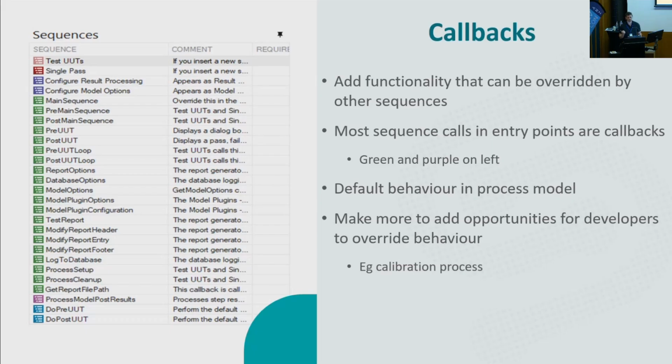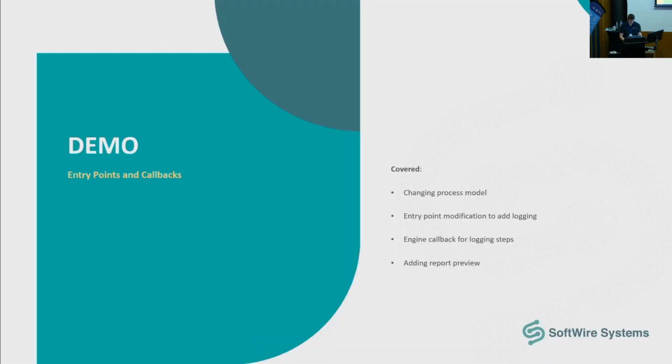Caveat to that is try not to put any intensive code in there, because you're doing an engine callback. They get called repeatedly and often. If you put slow code in there, it's going to slow down your whole test and cause you many headaches of trying to find out where it's going wrong. So we'll look at adding some of these in a demo here.